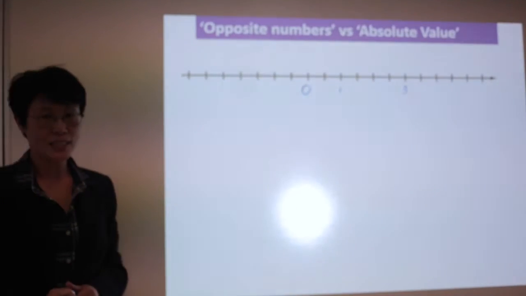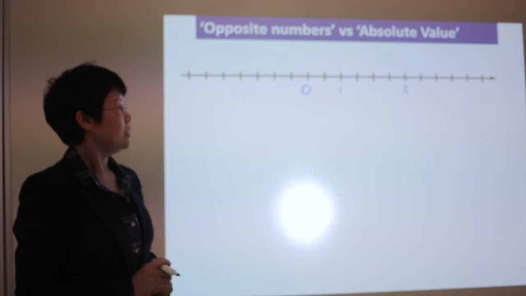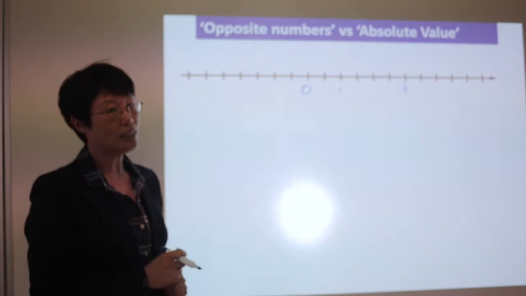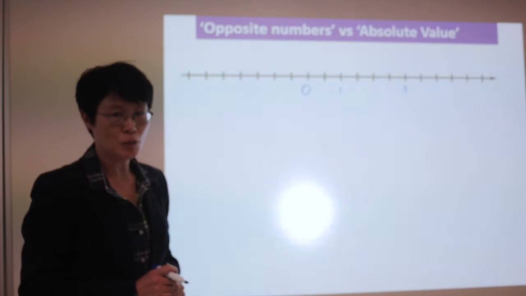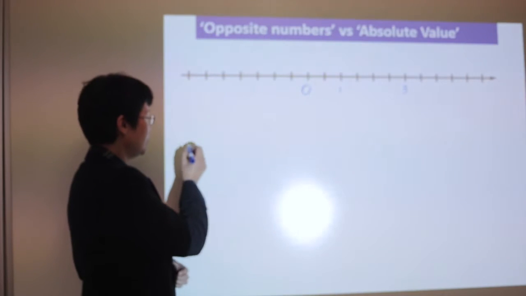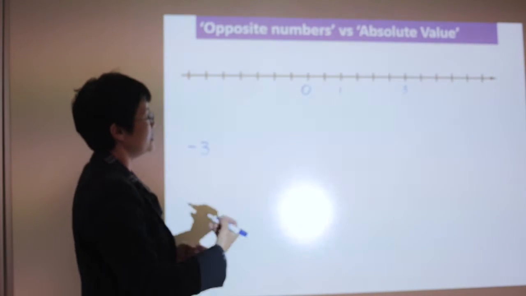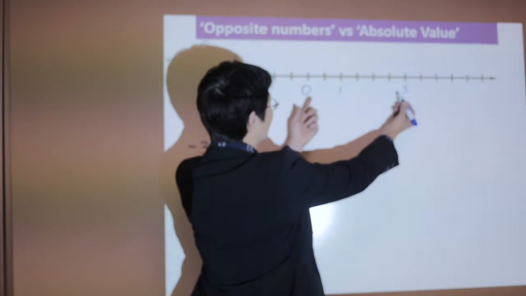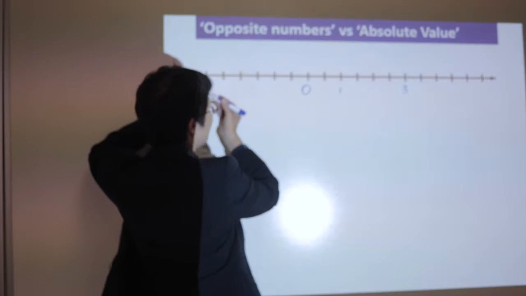So the opposite number of 3 is the number which is located on the other side of 0 but has the same distance from 0. Notation-wise, we put a negative sign in front of 3. So that is a number on the opposite side of 3, but with the same distance from 0.